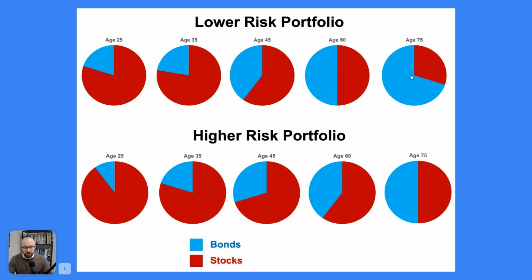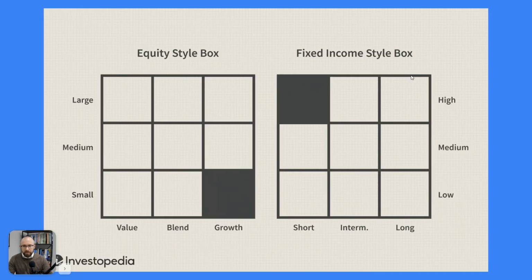Then you want to say, all right, if I want to dig a little bit deeper, how do I actually do that? Let's say I want to do 40% stocks and 60% bonds, or 60% stocks and 40% bonds. What stocks do I choose? What bonds do I choose? Then you get into something called a style box.